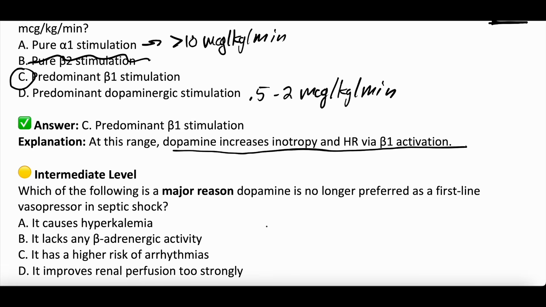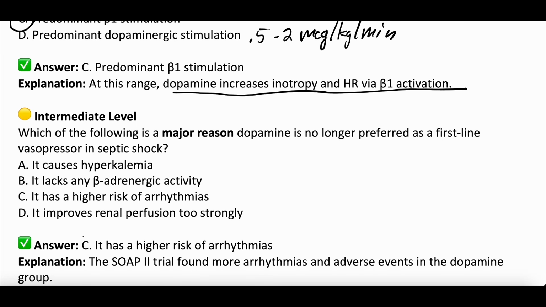The answer is C. It has higher risk of arrhythmias. Remember that SOAP-2 trial published in the New England Journal of Medicine showed that there were more arrhythmias and adverse effects with dopamine as compared to norepinephrine, which is why we use norepinephrine for these patients. It does not cause hyperkalemia. It does have beta-adrenergic activity, right? Those doses between 2 and 10 micrograms per kilogram per minute are primarily beta-1 effects. And improves renal perfusion too strongly is just a ridiculous answer. But even the whole thought that dopamine can improve renal perfusion is no longer borne out as true.